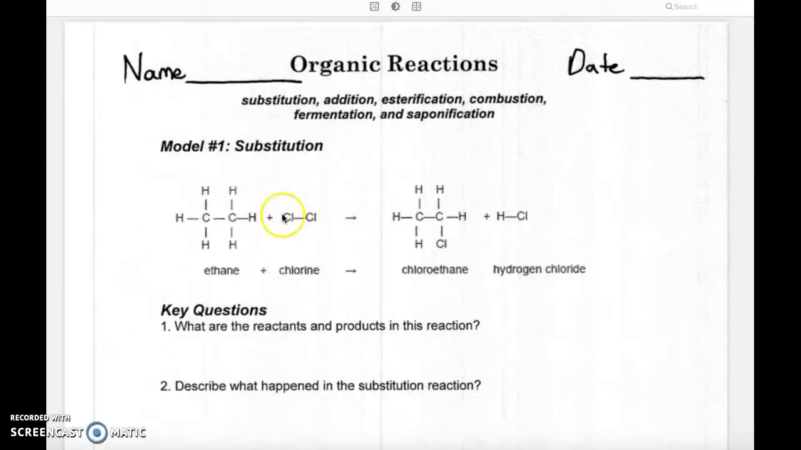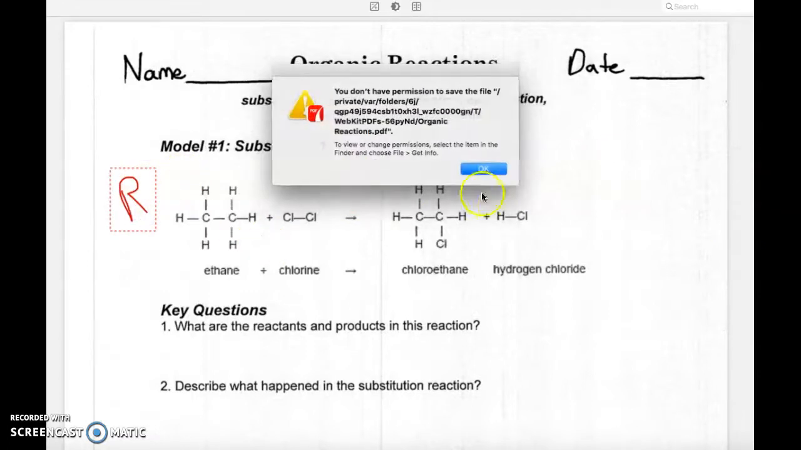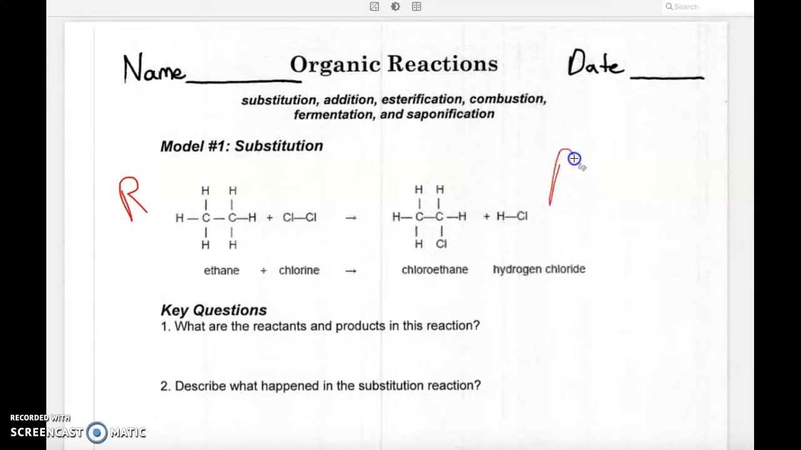In the substitution reaction, this is our reactants on this side, and this is our products. I know a couple of us are getting a little lazy with identifying what is our reactants and what is our product. Our reactants are always on the left side, so you must look at the elements on the left side, right? And then our products are always on the right side. We must look at the elements on the right side. And don't tell me it's left or right. I know that. Let's be specific in our answers. So tell me ethane and chlorine are my reactants, and chloroethane and hydrogen chloride are my products.